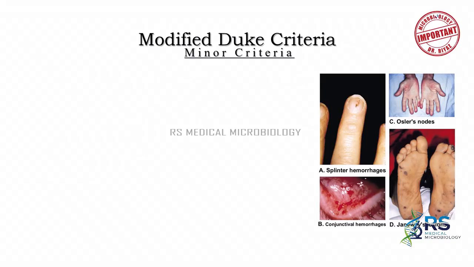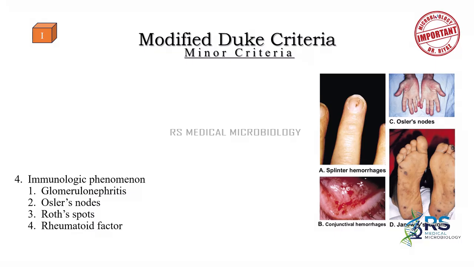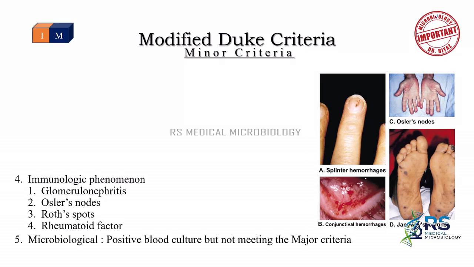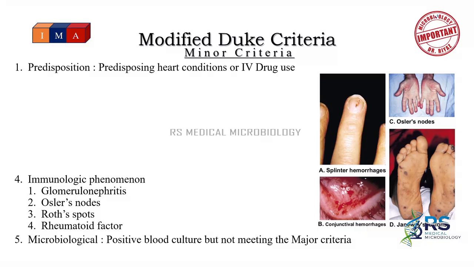So first you have the immunological phenomena, that can be glomerulonephritis, Osler's nodes, Roth spots, or rheumatoid factor. Now we'll talk about the Osler's nodes and Roth spots in the next slide. Then you have the microbiological evidence, which is a positive blood culture but does not meet the major criteria. Third, predisposition, that is a patient who is already having predisposing heart conditions or is a known IV drug abuser.